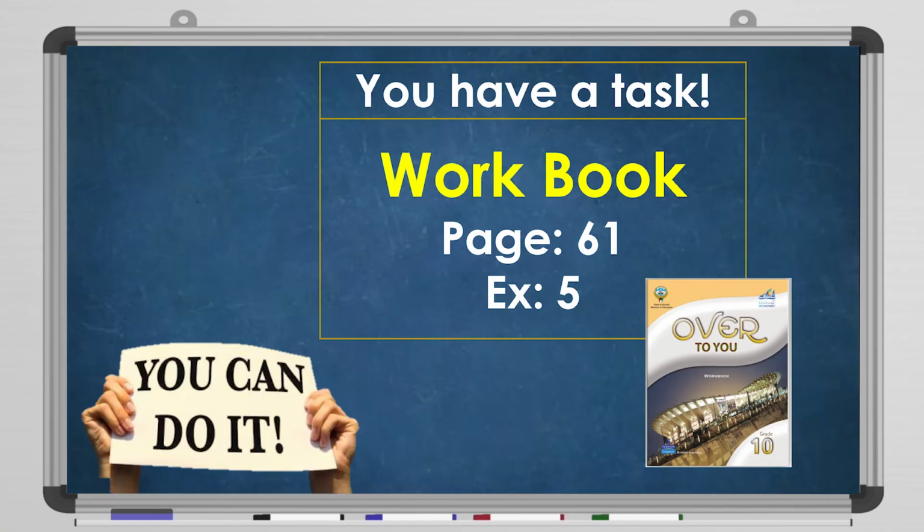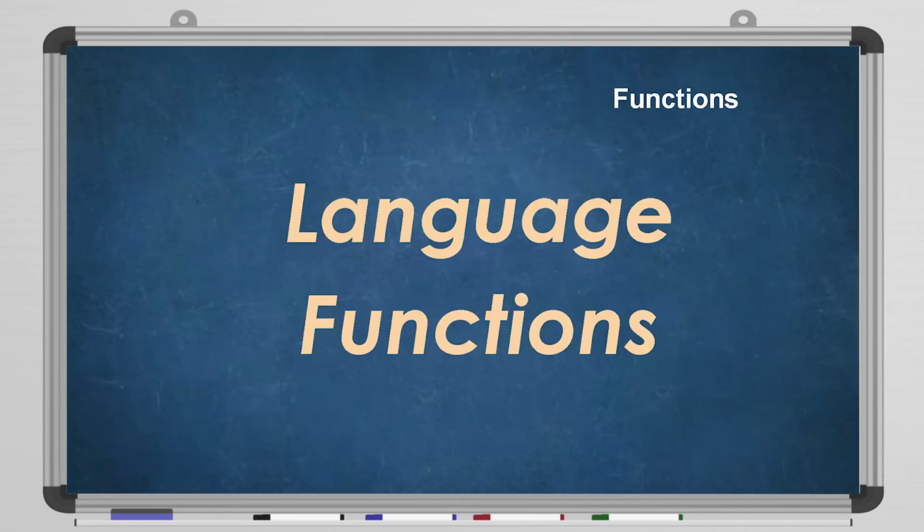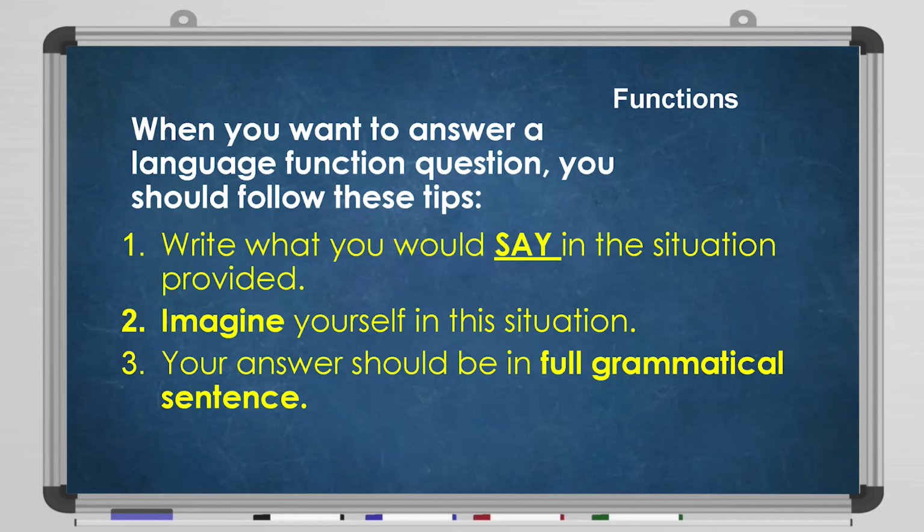Open your workbook, page 61, exercise 5, and check your understanding. Now, we learned all about grammar. Let's take a look at the language functions. If you want to answer a language function question, you should follow the tips I'm going to give you now. Write exactly what you would say in the situation given to you. Imagine yourself in that situation and answer in a full grammatical sentence.